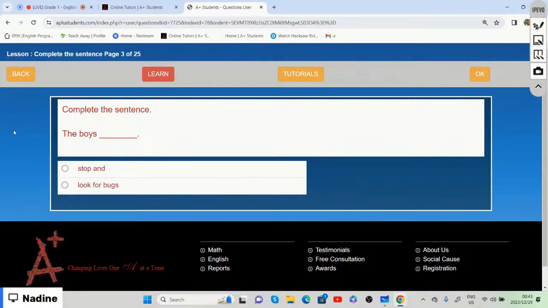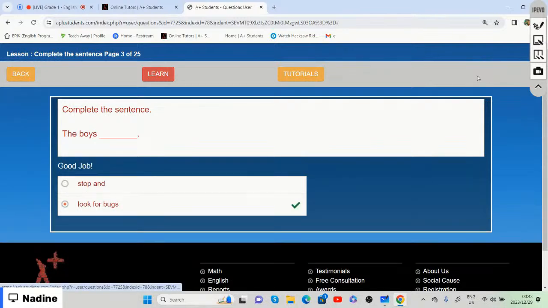All right, so we can say the boys look for bugs. So the boys being our naming part, look for bugs being our action part.